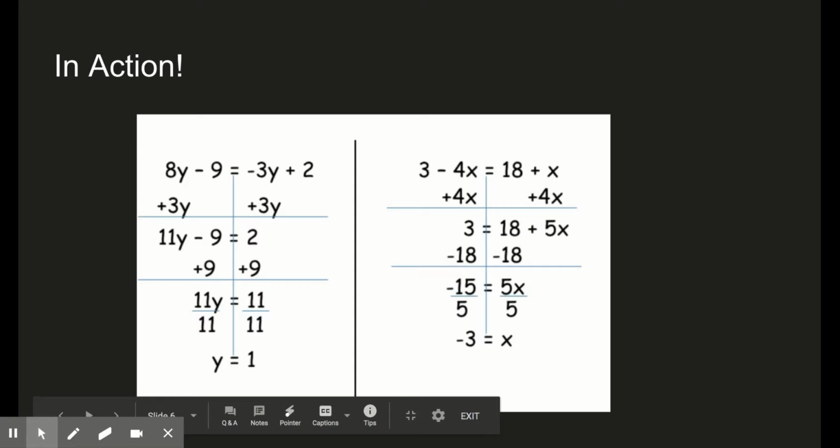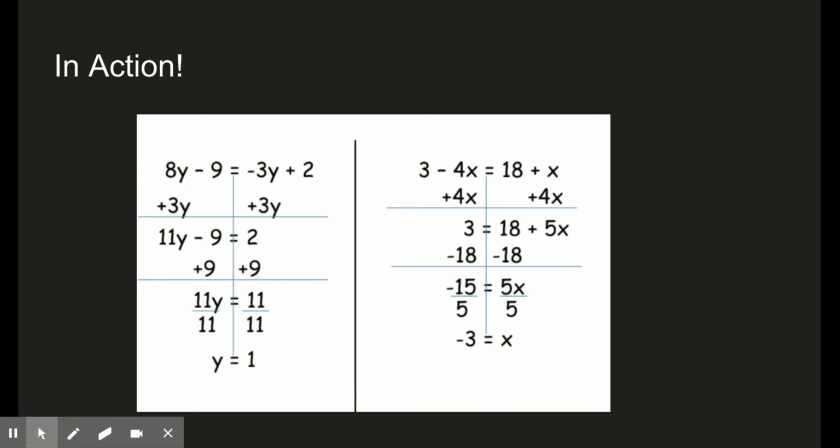See how much time we have? All right, we're almost out of time.